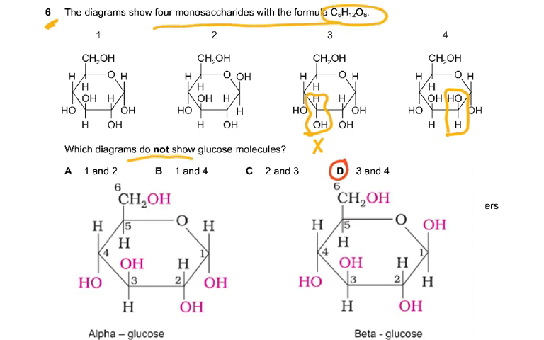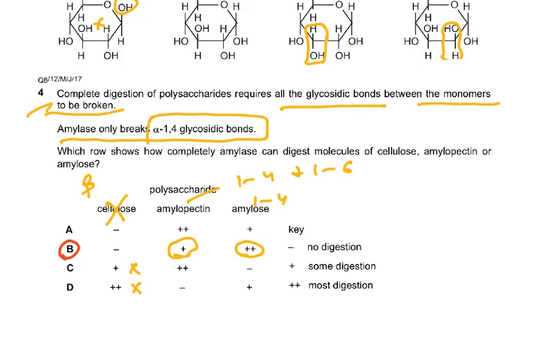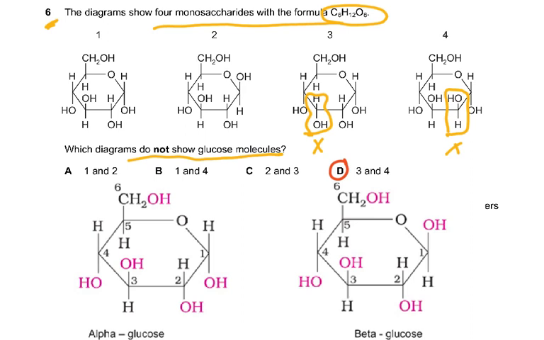Which diagrams do not show glucose molecules? Why was the answer D, 3 and 4? I've just pasted this picture of alpha and beta glucose. You can see that carbon 2 is wrong, and carbon 3 is wrong. You'd have to remember these. Please remember to look at this picture that I posted, and then you can go back to the question and understand it. So you have to know the structures of alpha and beta glucose. That is why D was 3 and 4.